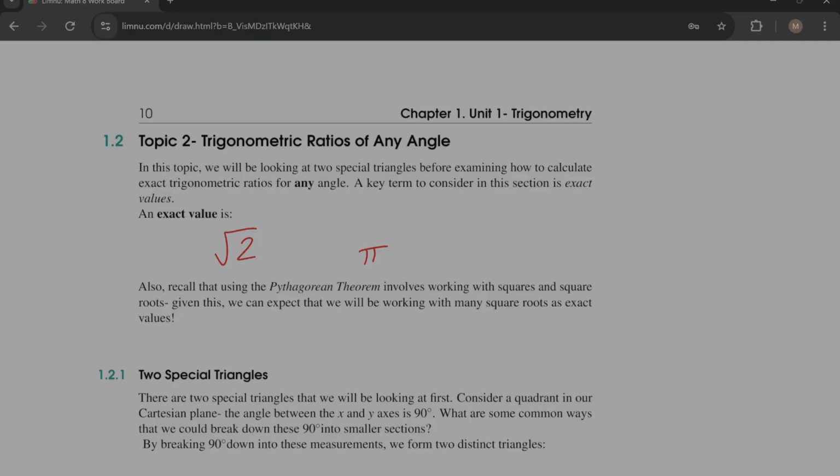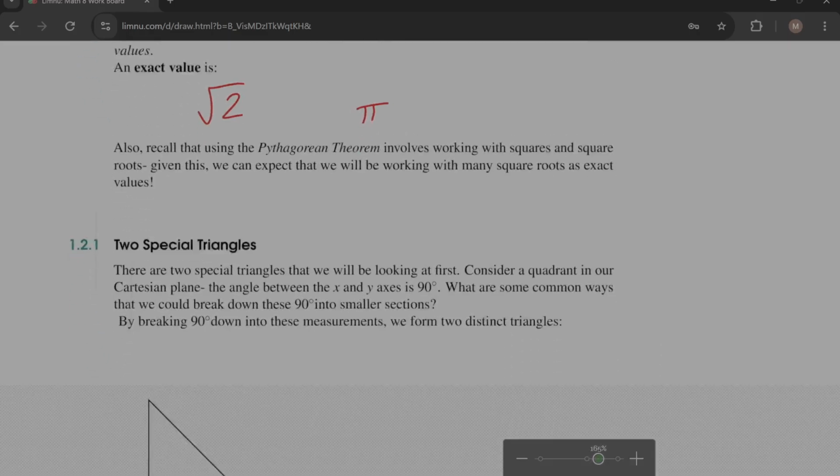That's exact for something that is irrational. Leave it the way it is. So if I ever ask you for an exact value, leave your radicals alone.